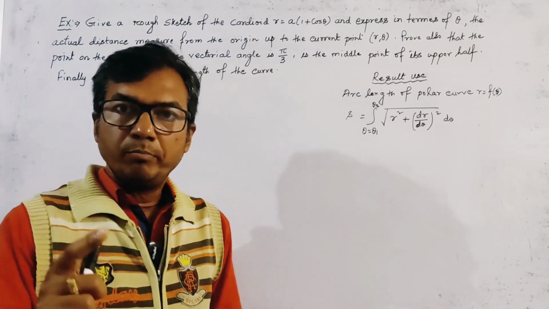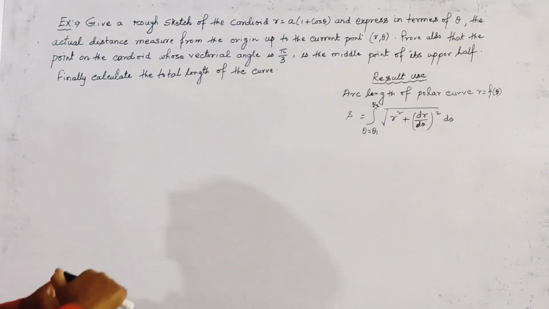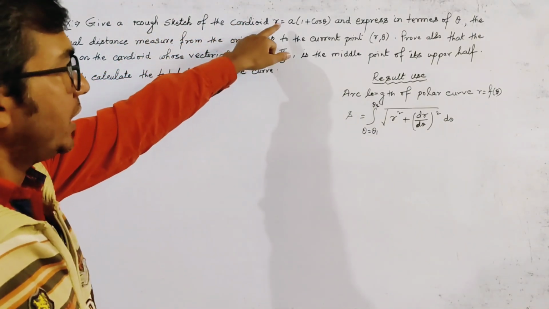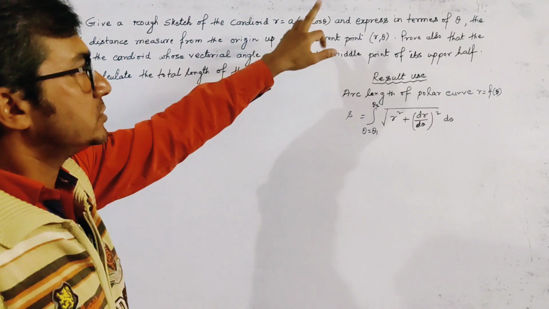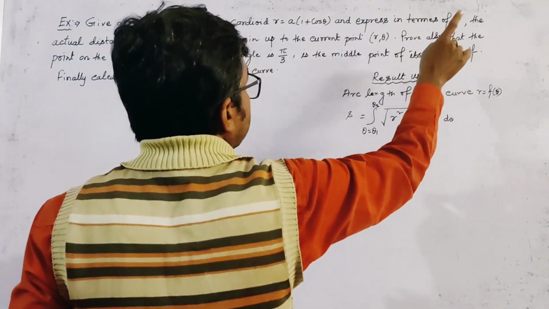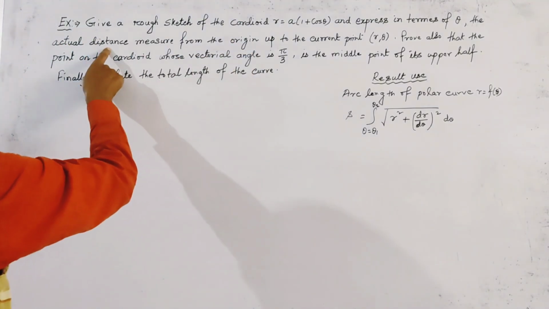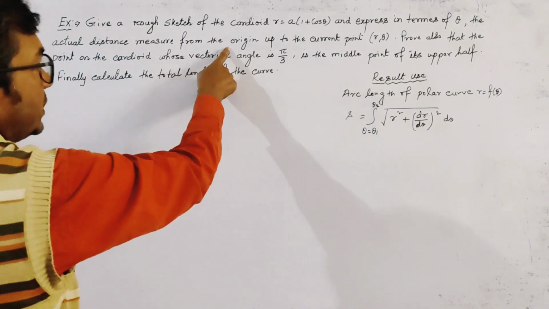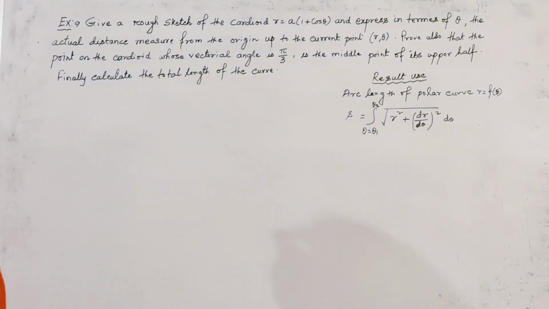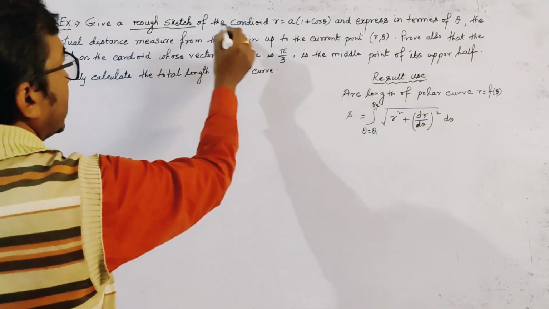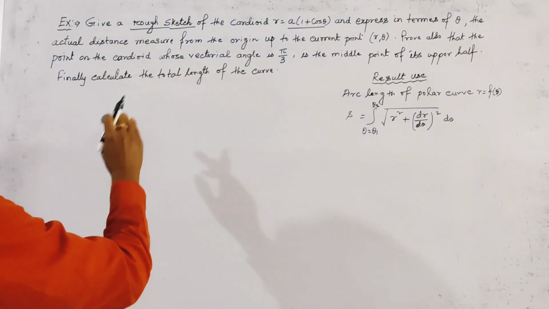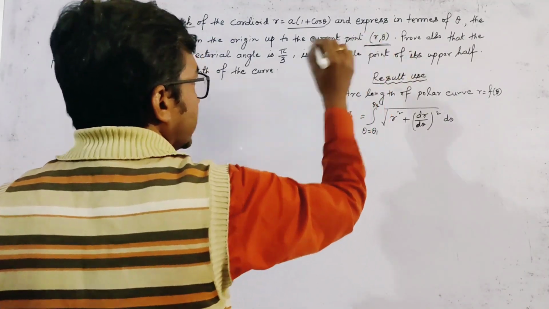Today's problem is from arc length. The problem is: give a rough sketch of the cardioid r = a(1 + cos theta), and express in terms of theta the actual distance measured from the origin up to the current point (r, theta). So we first have to draw a rough sketch of the curve, the cardioid, and we have to find the length from the origin to any point, or current point, (r, theta).